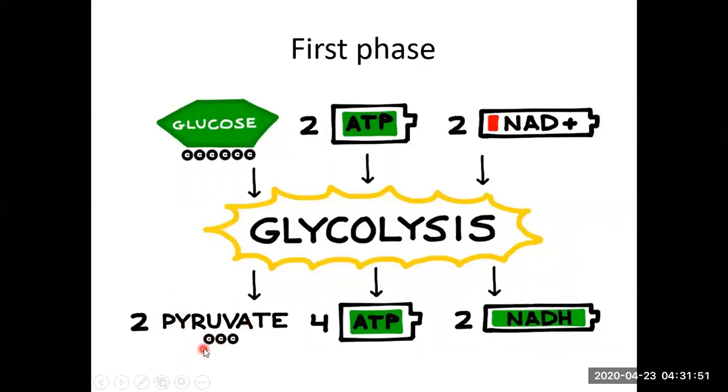Pyruvate molecule, as you know, is a 3 carbon compound. You can see here 1, 2, 3. This 6 carbon molecule is breaking down into 3 carbon molecules, two pyruvate molecules. And after the completion of glycolysis or breakdown of glucose, we have 4 ATP and 2 NADH molecules.